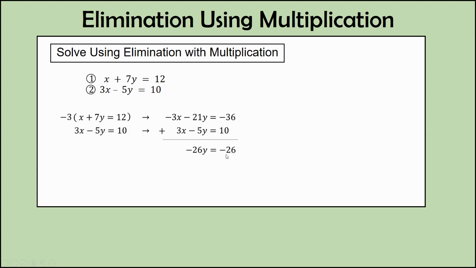Okay, divide each side by negative 26. Y is 1. Pick either equation. I took equation 1. I'm going to substitute 1 in place of y, and now I can find x. Okay, subtract 7 from each side. X is 5. There's my ordered pair, 5, 1.